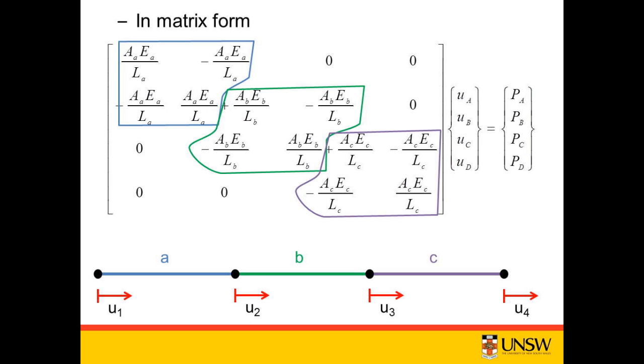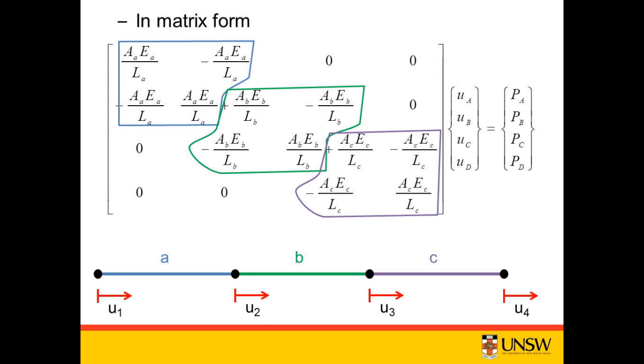And you can see that some of the A on L's, some of the stiffness, is coming from the blue element A. It's been boxed in blue. Some of the numbers in the matrix are coming from the green element, and some are coming from the purple element. So they've been boxed respectively. And so that's called an assembled or global stiffness matrix.